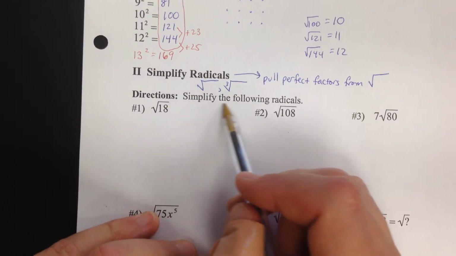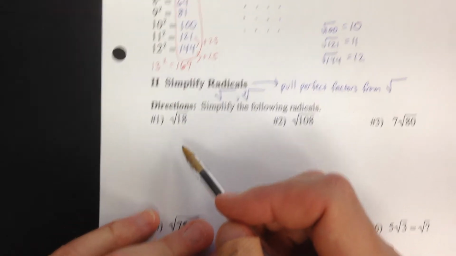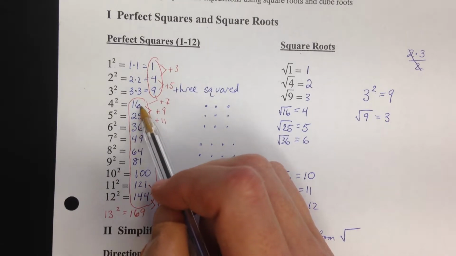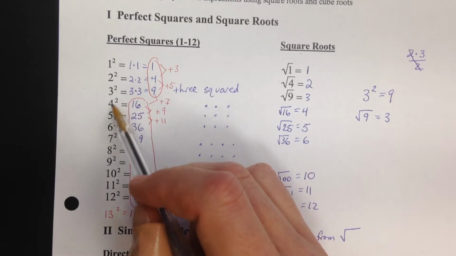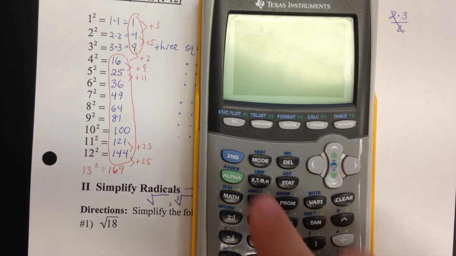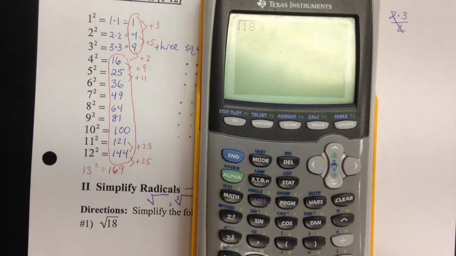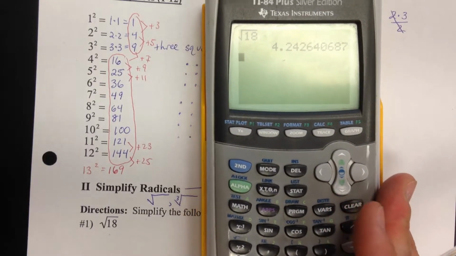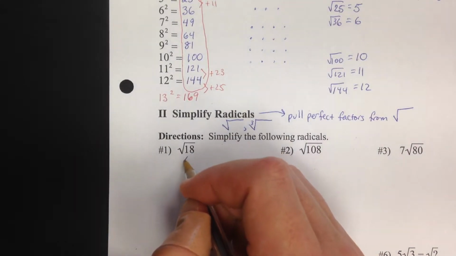Directions, let's do some examples. Simplify the following radicals. Well, let's say we have square root of 18. Now if I look at my list of perfect squares, notice that 18 is not on there. It's between 16 and 25. So the square root of 18 would be something between 4 and 5. And if I take the calculator and go second and then the x squared key, and type square root 18, what we get is a decimal. We get 4.24. Well, when you simplify, we're not going to leave it as a decimal. That's not simplified.